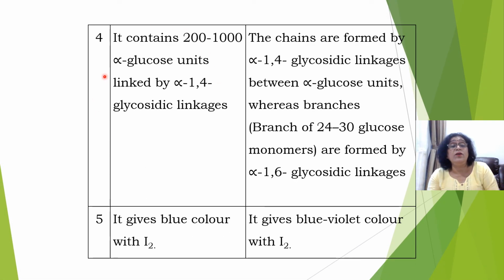Now this amylose contains a number of units of alpha glucose, around 200 to 1000 units, and they are linked by alpha 1,4 glycosidic linkage. While amylopectin contains two linkages. One is alpha 1,4 glycosidic linkage and another one is alpha 1,6 glycosidic linkage. Amylose gives blue color with iodine while amylopectin gives blue violet color with iodine.